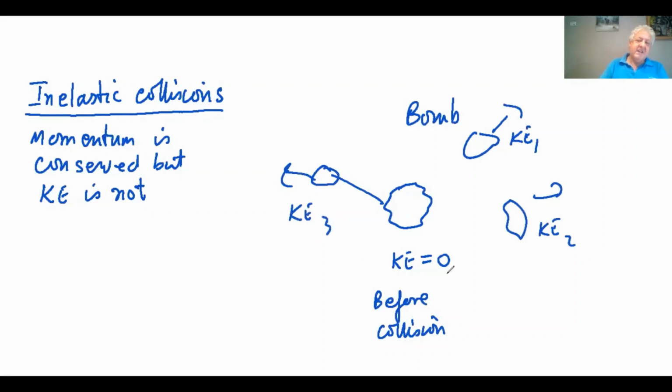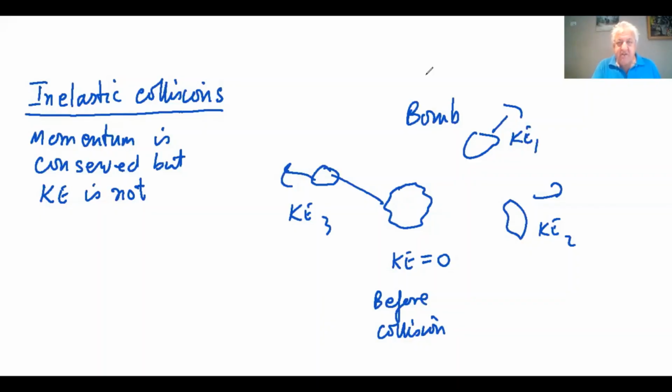So when you add up all these kinetic energies, they may be very large. So it's very different to zero. Of course, the kinetic energies have come from the chemical reactions making the bomb explode, or the nuclear reactions making the bomb explode. So overall energy is still conserved, but kinetic energy is not. So a bomb exploding is an example of an inelastic collision.